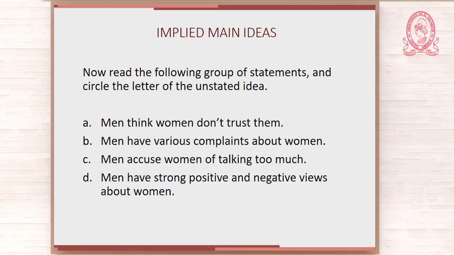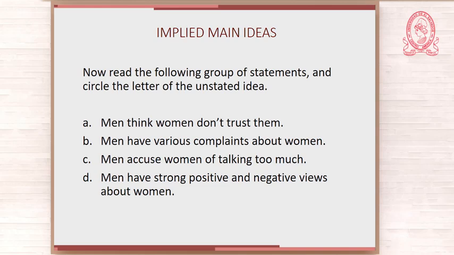Now let's analyze. Item A is too narrow to be the unstated idea because it mentions a specific detail that is included in only one statement. In contrast to item A, item B mentions men's complaints about women in general. Each of the 4 statements is about such a complaint. So, item B is the main idea because it covers all of the statements of the group.